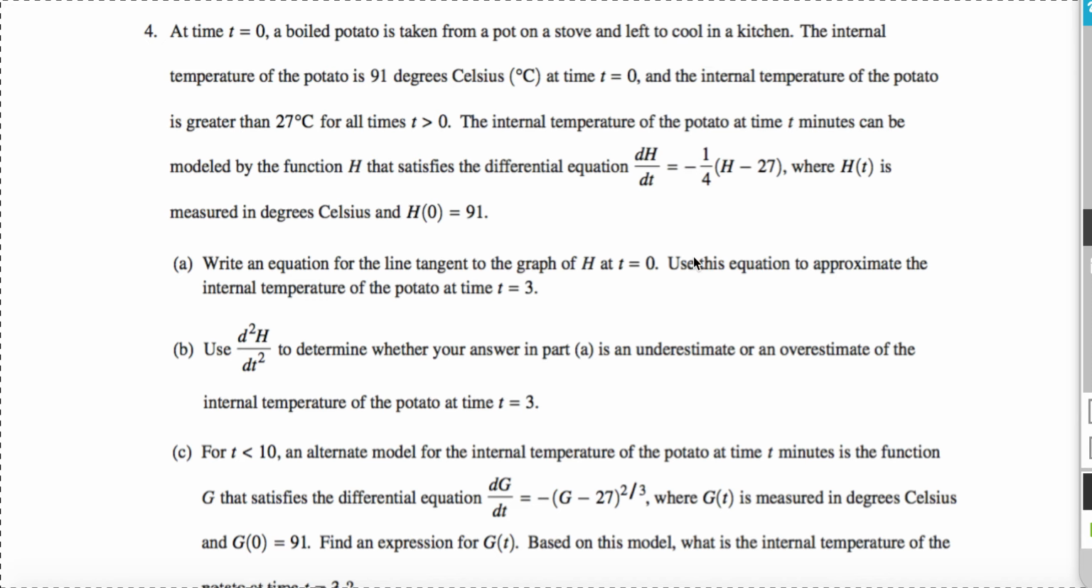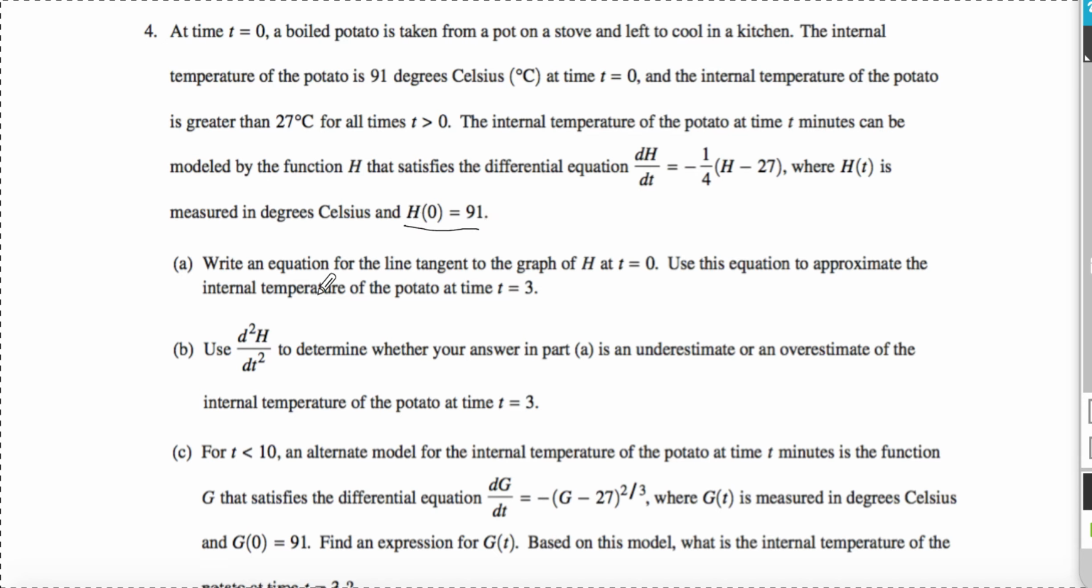The internal temperature of the potato at time t minutes can be modeled by the function h. And h satisfies this differential equation, where h of t is measured in degrees Celsius and h of 0 is 91. Lots of stuff going on here, but this last thing, it looks like we got a differential equation. It looks like we have some sort of initial condition here, right? An initial condition, h of 0 is 91.